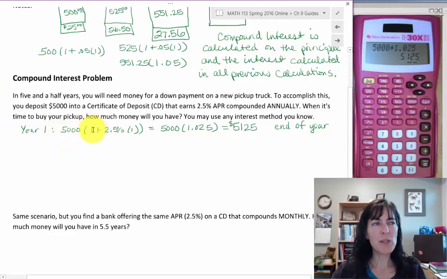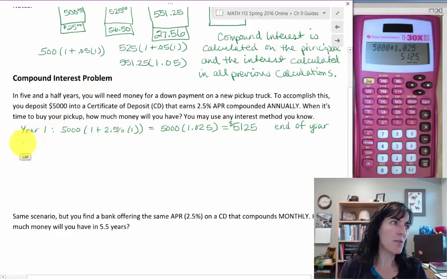we take the 5,000, put it into our formula, 1 plus RT, and the R is the 2.5% times 1 year. And then make sure you use that percent button if you leave it showing as a percent here. And then when you combine the 2.5 times 1 and put that percent on there, you get 0.025. Add in the 1, so you have 1.025. Multiply by the 5,000, and at the end of the first year, you have $5,125. Carry that over to the start of year 2.